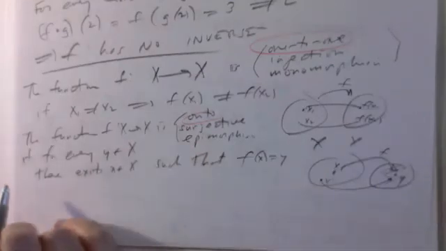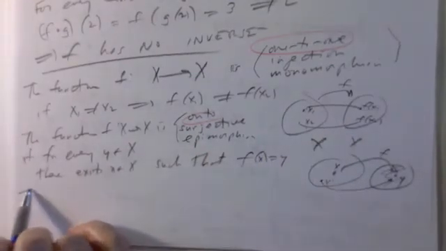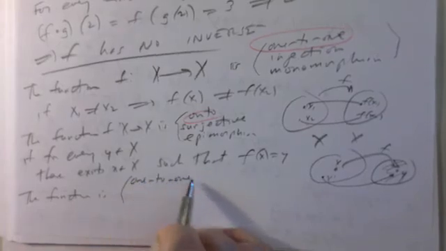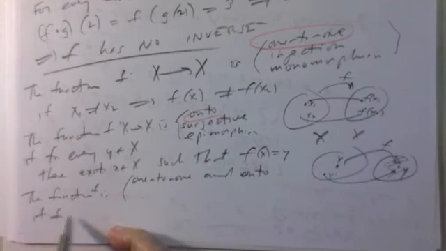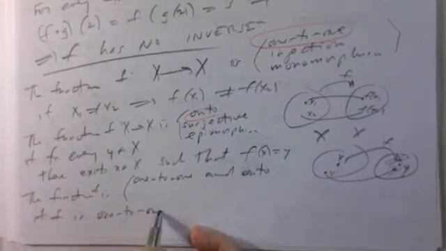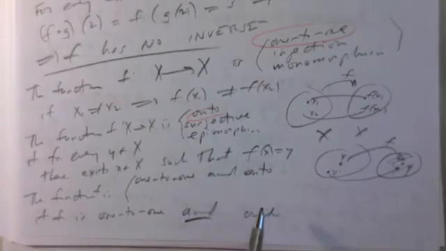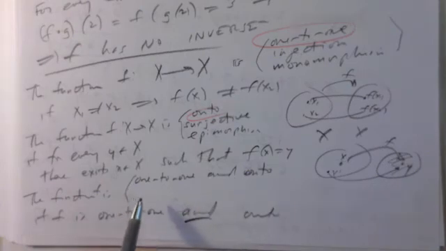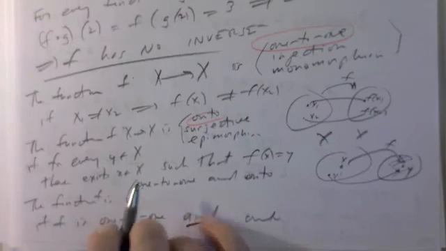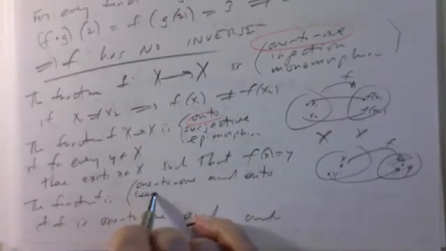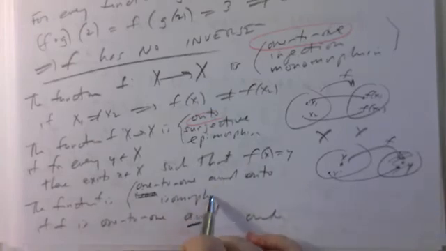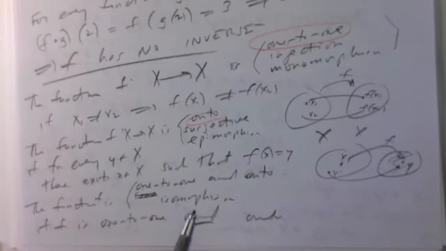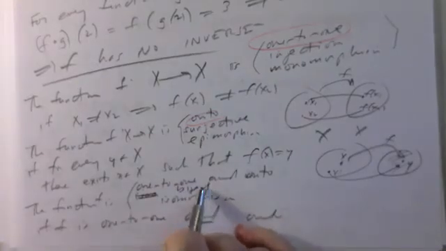And a function has both these properties. If f is 1-to-1 and onto, this is called sometimes an isomorphism or an automorphism, isomorphic, or a bijection.